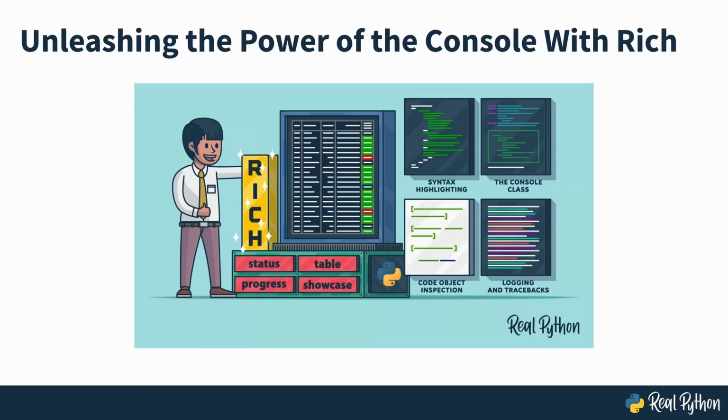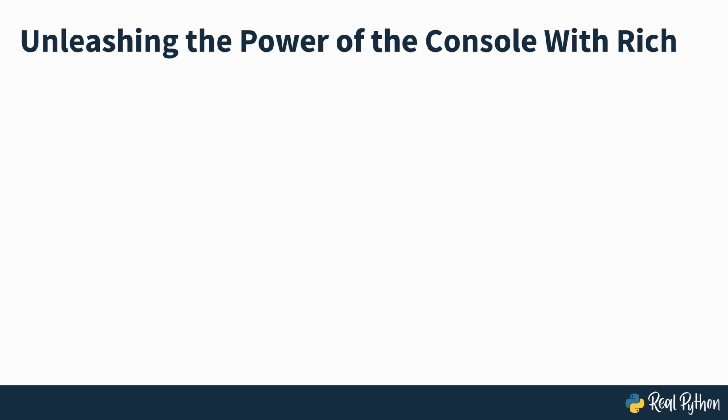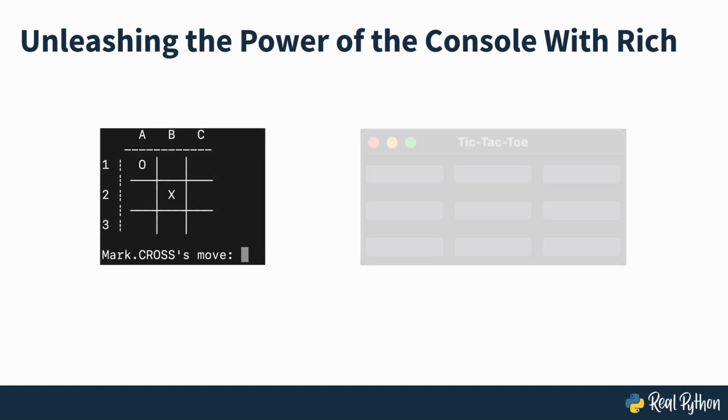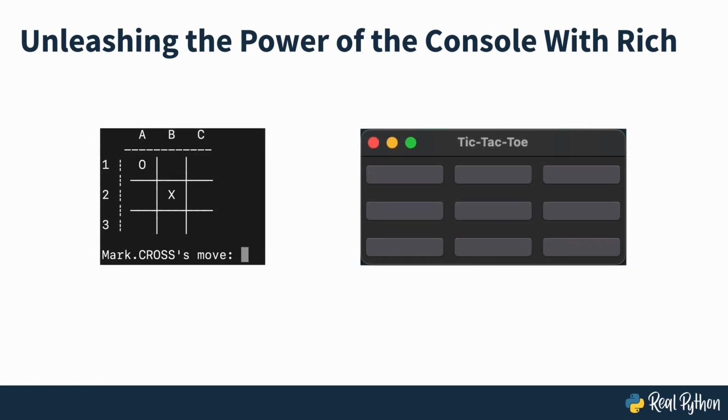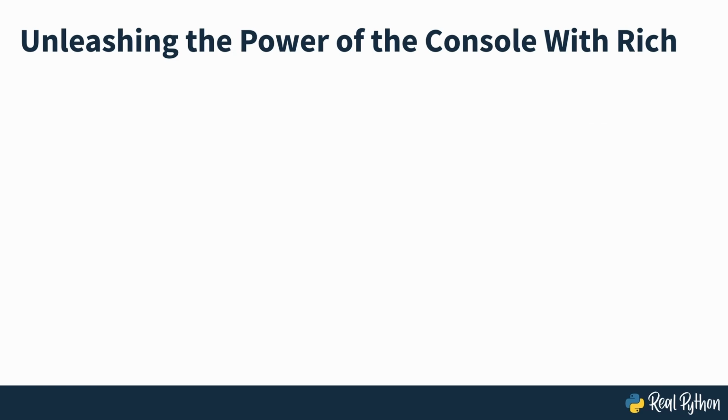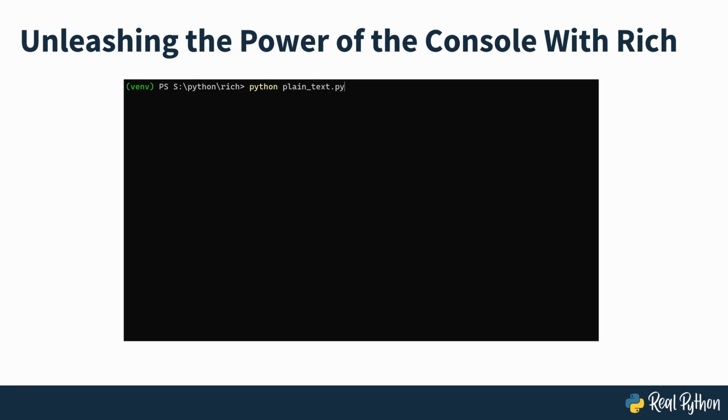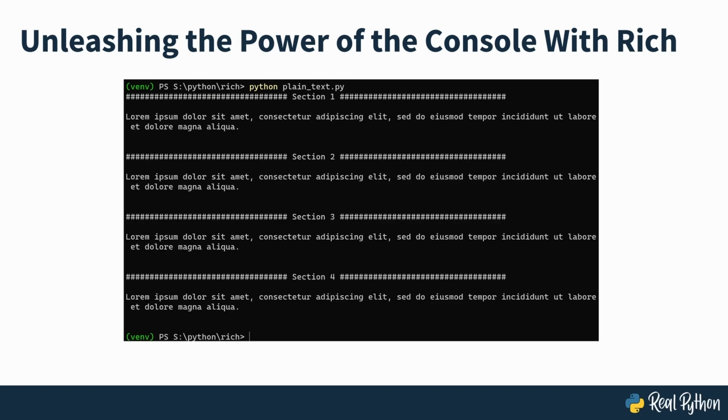Unleashing the power of the console with Rich. When creating applications in Python, you often have two broad choices to make. Either create a text-based console app or a graphical user interface, commonly known as a GUI. While console-based applications are generally quicker and easier to make, their appearance can leave a lot to be desired.